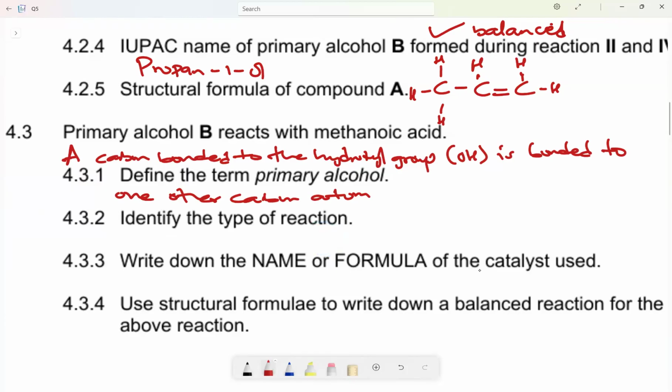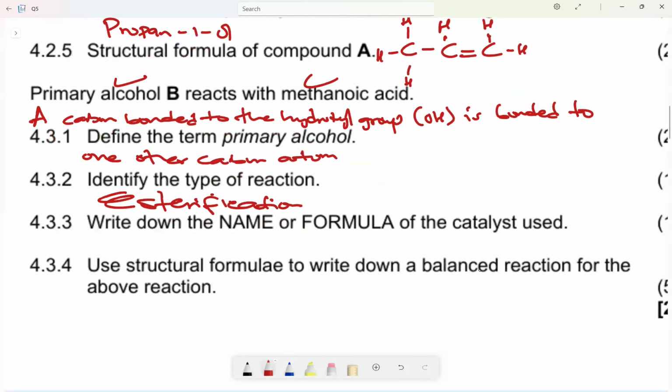Identify the type of reaction. Remember, when I'm reacting alcohol with carboxylic acid, I'm forming an ester. So this is the esterification reaction. Write down the name or formula of a catalyst used. Remember, it should be concentrated H2SO4. But they wanted the name or formula, so the name is sulfuric acid.